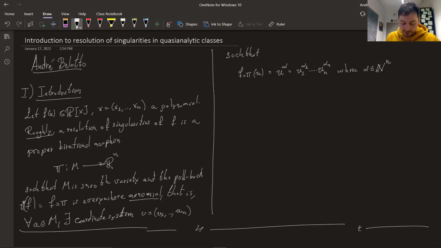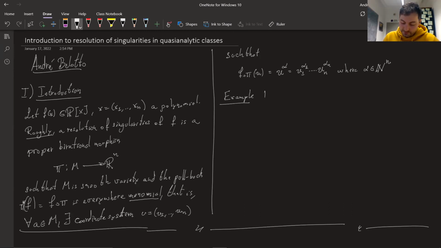Kind of the goal here is going to be to replace the polynomials with the quasianalytic classes, as we're going to see. But before looking at this, I just want to talk a little bit about the history of resolution of singularities and to say a couple of words about it. And to do so, let's just look at an example of how this can look.